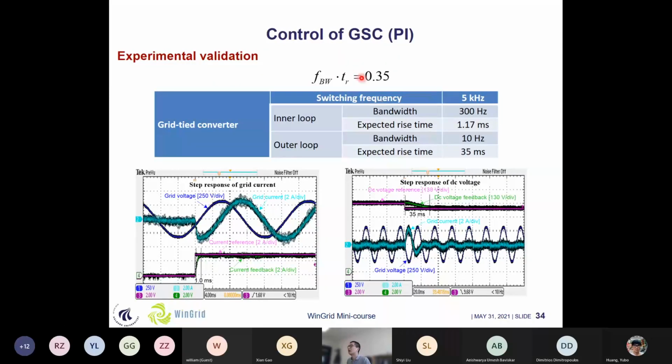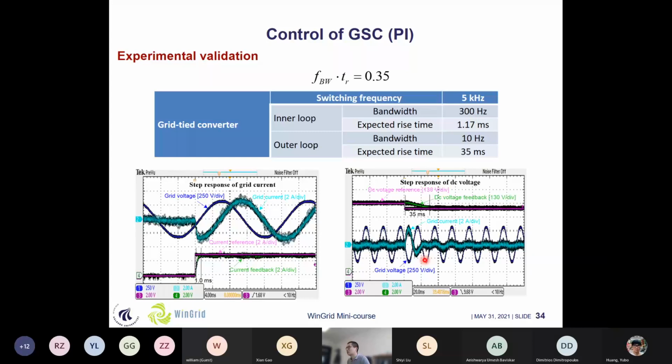By using these equations, if the bandwidth for this 7.5 kilowatt system is 300 hertz or 10 hertz, then we can simply calculate the expected rise time of this bandwidth. Now we can do a step response in the case of the grid current, and we can see that the step response is 1 millisecond, which is very close to the expected rise time.